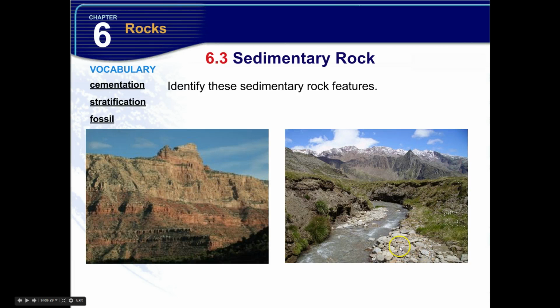And again, here you can see the particles, the small sediments and the large sediments, and you can definitely tell that the river transported these and will continue to transport the sediment, forming another type of clastic rock. Could be sandstone, shale, any of the clastic types of sedimentary rocks.